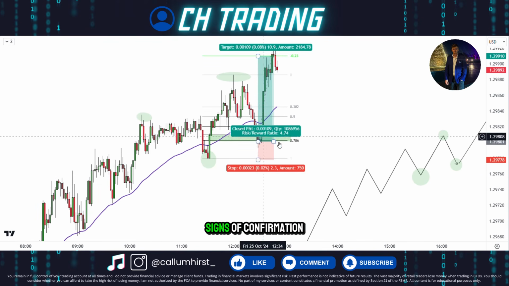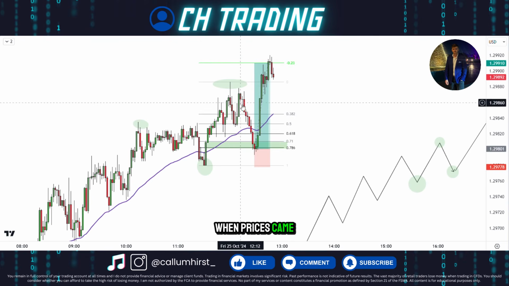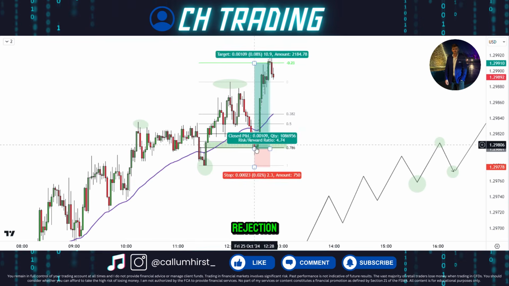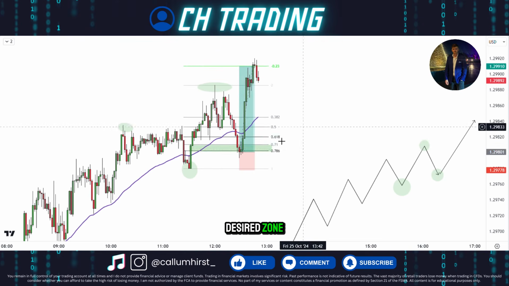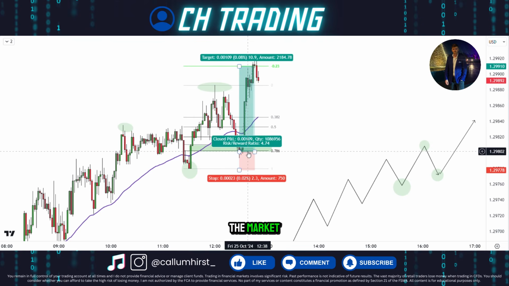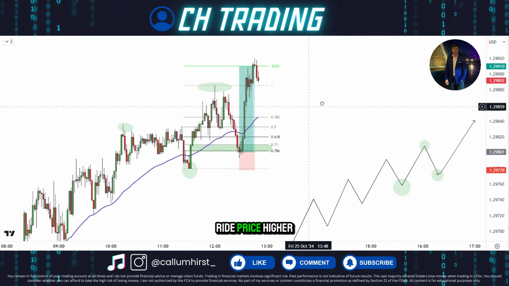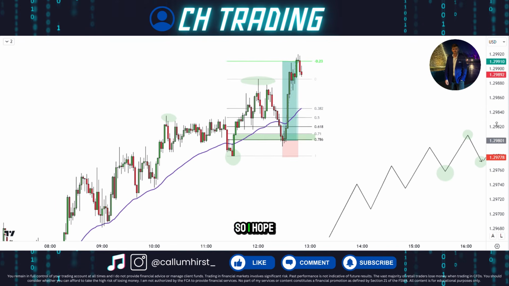We're looking for signs of confirmation when price came to our level. We've got a rejection candlestick from our desired zone. That's allowed us to get into the market with some form of confirmation to ride price higher. So I hope that made sense.